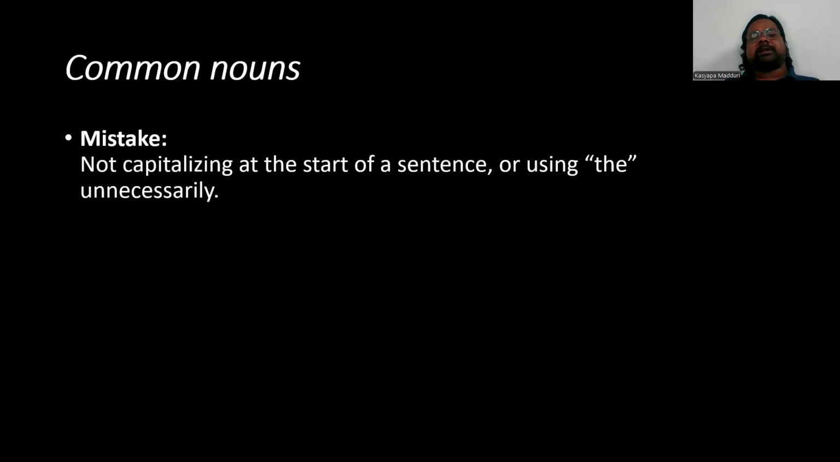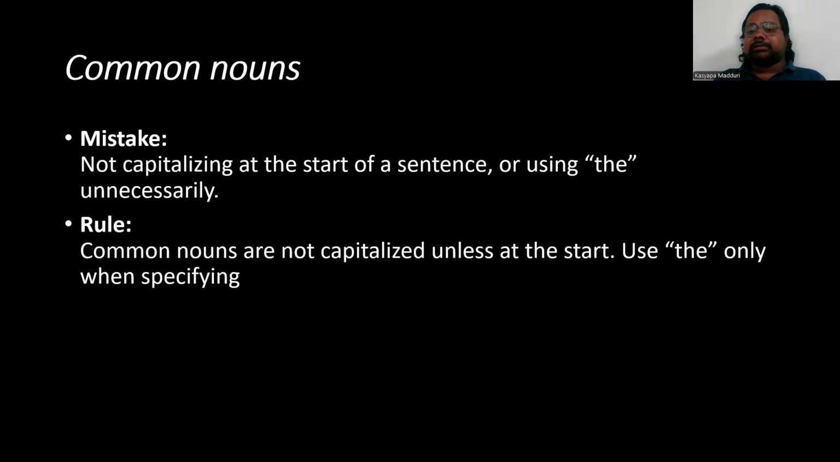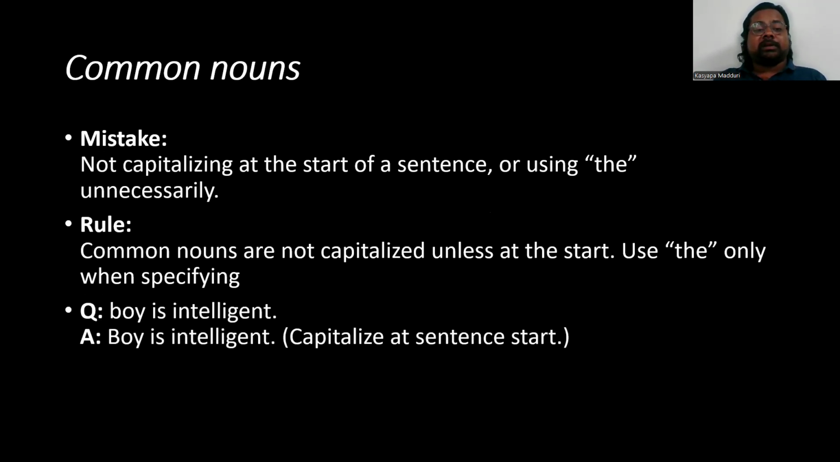Next, common nouns. What is the mistake? Not capitalizing at the start of a sentence or using "the" unnecessarily is a mistake that you make with common nouns. Using "the" unnecessarily is a mistake, right? It is "the United States of America". But where we can't use "the", let us see. Common nouns are not capitalized unless at the start. Use "the" only when specifying something, right? Only when specifying something, you have to use "the".